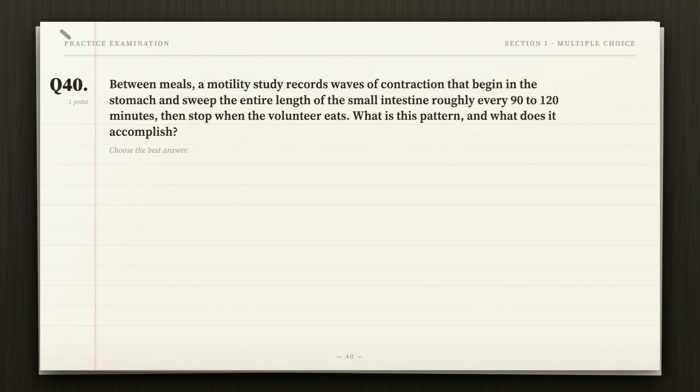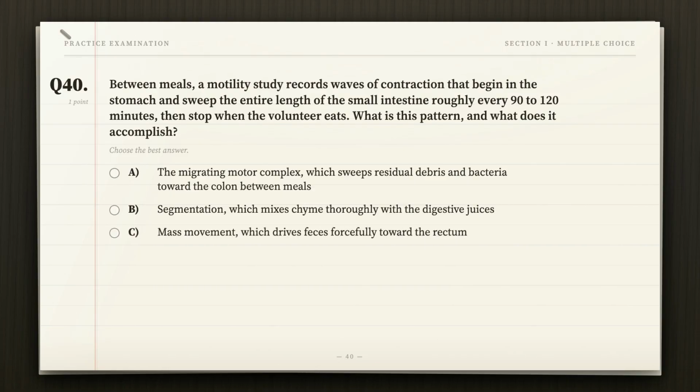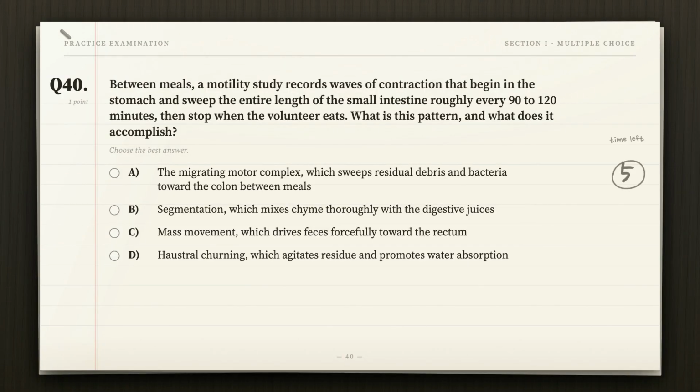Your options are A. The migrating motor complex, which sweeps residual debris and bacteria toward the colon between meals. B. Segmentation, which mixes chyme thoroughly with the digestive juices. C. Mass movement, which drives feces forcefully toward the rectum. D. Haustral churning, which agitates residue and promotes water absorption. Got a guess? Lock it in.